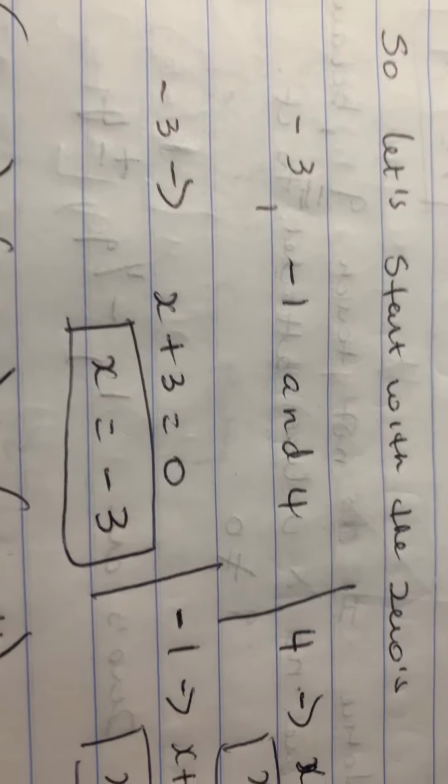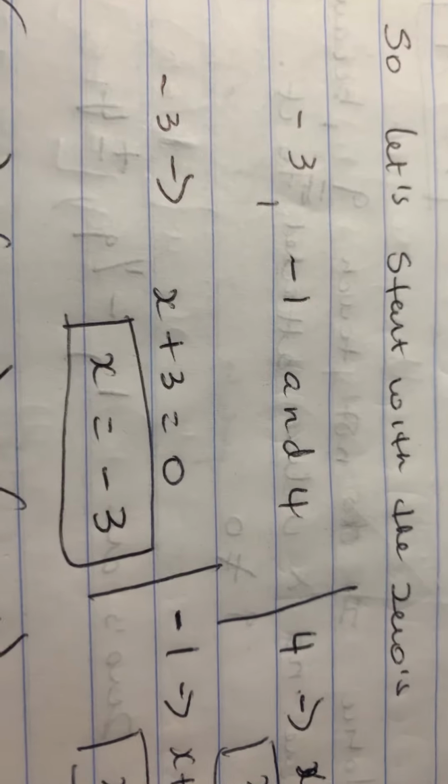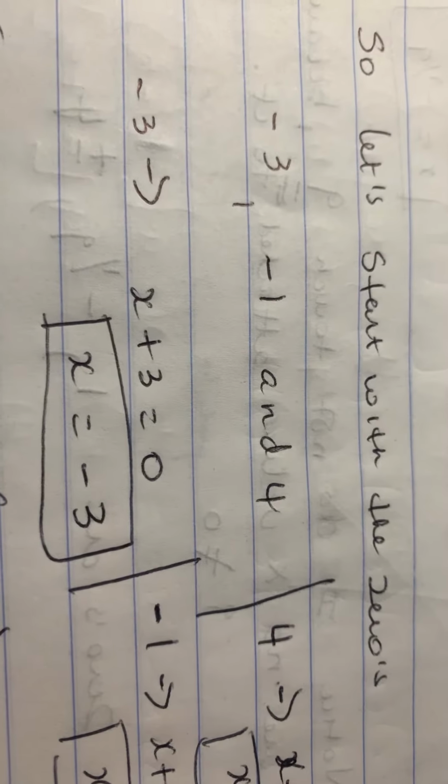So first of all, with the zeros -3, -1, and 4, I worked it out here for you. For the -3, it's really x plus 3 equal to 0, x is equal to -3. So that's how we got the first one. Same thing we do for the -1: x plus 1 equals 0, x equal to -1. And above there, you saw x minus 4 equals 0, x equal to 4. So we have our 3 equations for the zeros: x plus 3, x plus 1, and x minus 4.